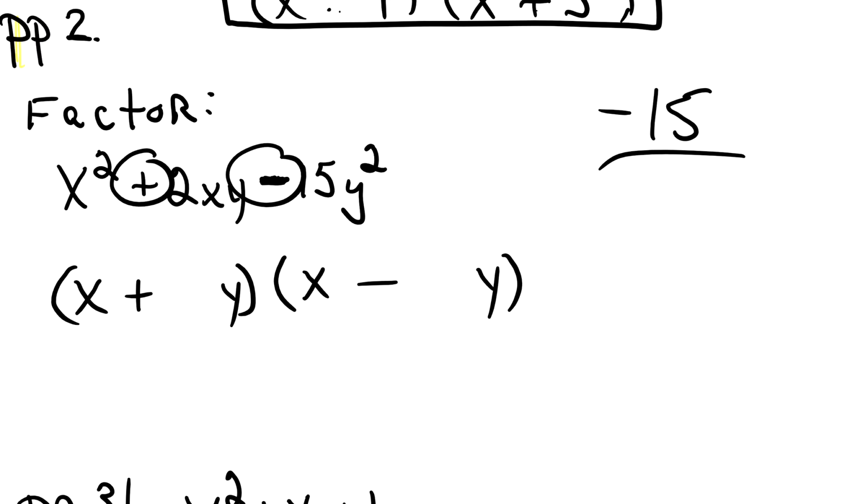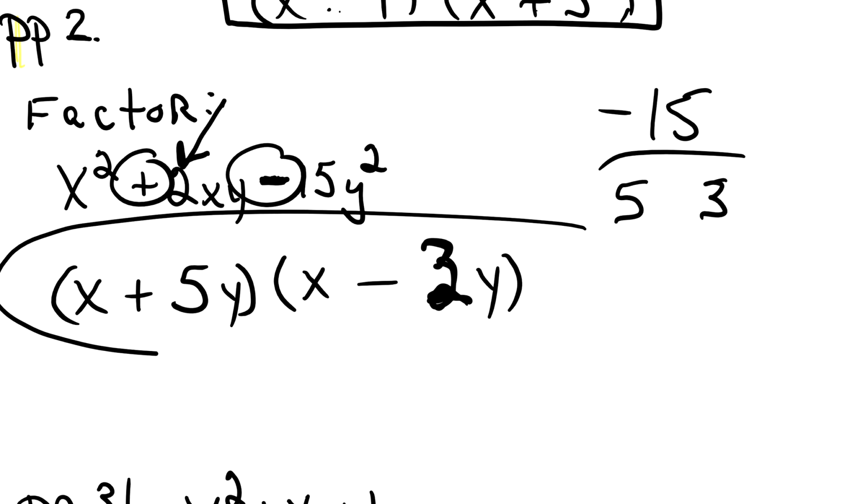And I've got to get a positive 2 out of the factors of negative 15. Well, that looks like it's 5 and 3. 5 times 3 is 15. 5 minus 3 is 2. And that's the 2 that I'm looking for here. All right, so I'm going to put a 5 here and a 3 here. 2 is what I'm looking for, and that's what I got. Okay, so it's x plus 5y times x minus 3y. And that one's done.